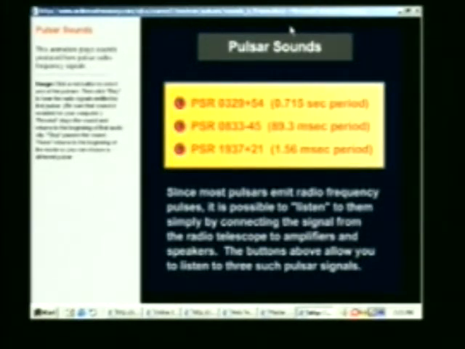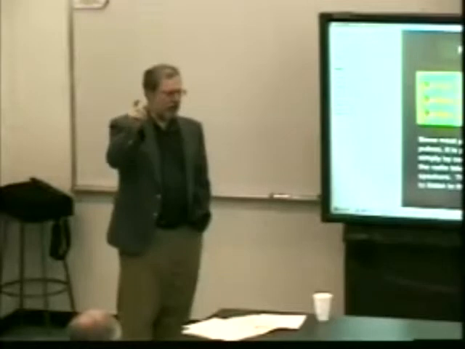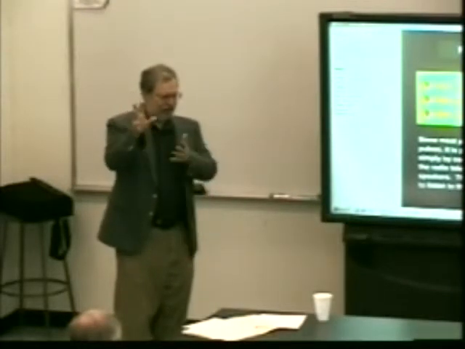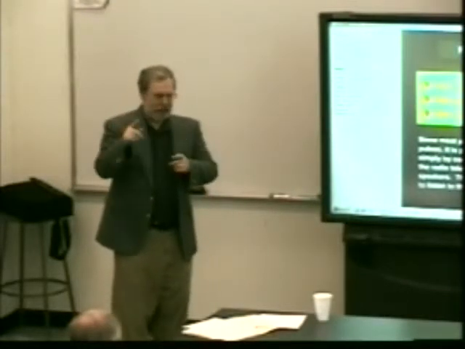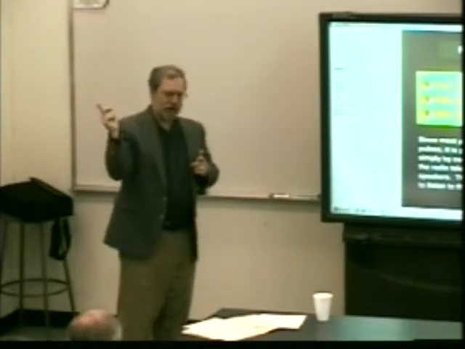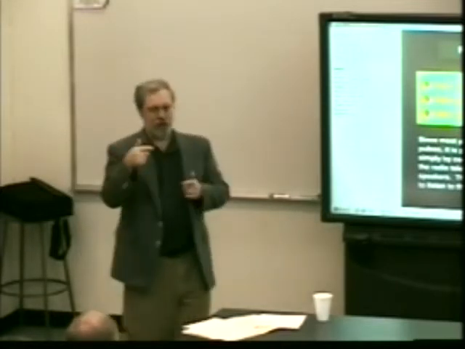Pulsars are rapidly spinning neutron stars. Probably most of you know something about pulsars. They're rapidly spinning neutron stars that beam radiation of different kinds in a lighthouse-type beam. And as the star rotates rapidly, that beam sweeps over the Earth.